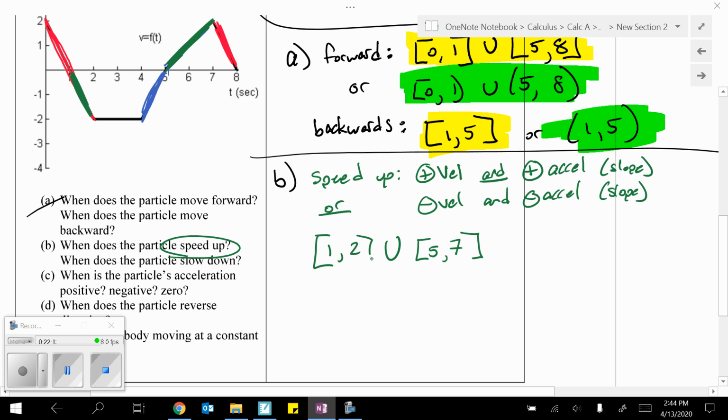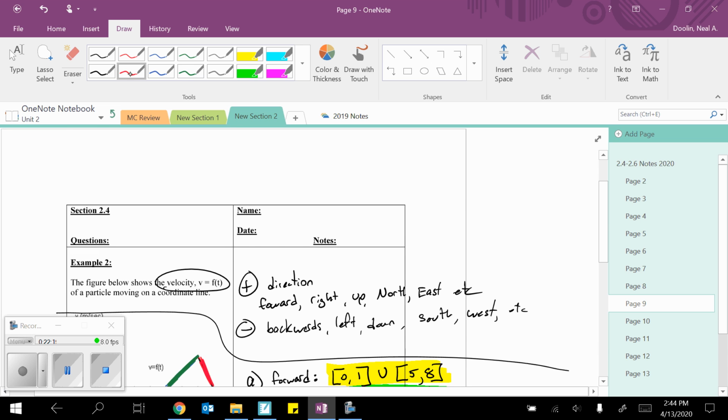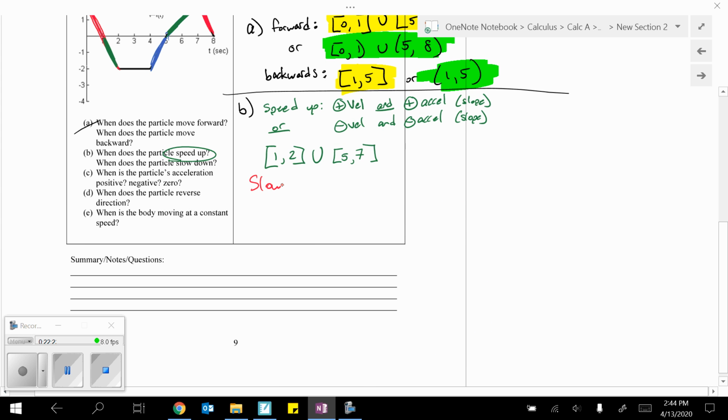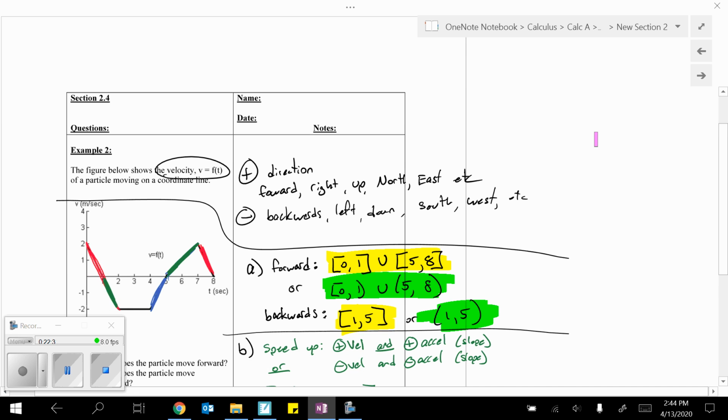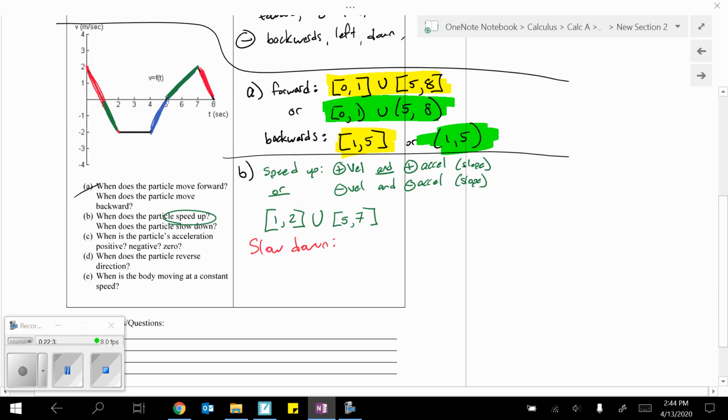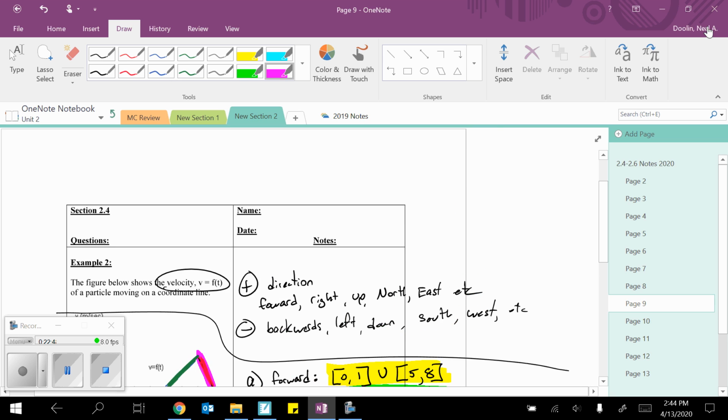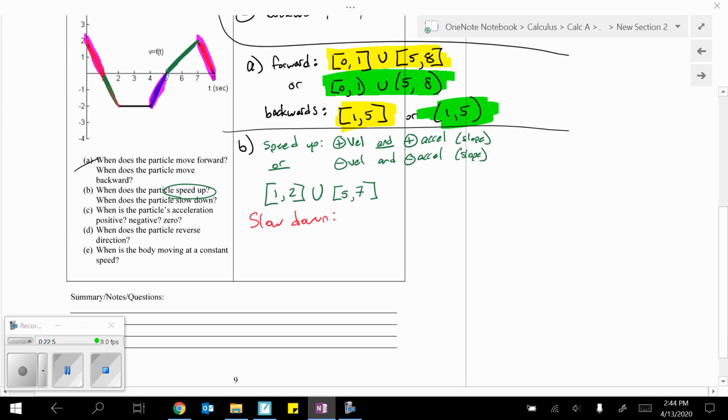For slowing down, that's when the two don't match. I probably shouldn't use red because I already used red on the graph. Let's do purple. So slowing down, that'd be when I have a positive for one thing and a negative for the other. Here's where the graph is positive, but negatively sloped. Here's where the graph is negative, but positively sloped. Here's another region where the graph is positive, but negatively sloped. So we have a whole bunch of areas where this thing is slowing down. That would be from 0 to 1, and then again from 4 to 5, and then again from 7 to 8 seconds.